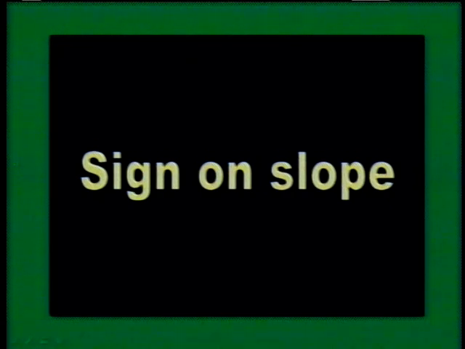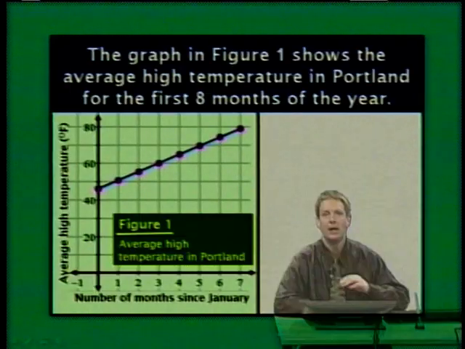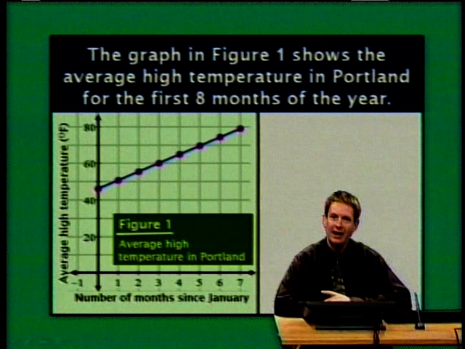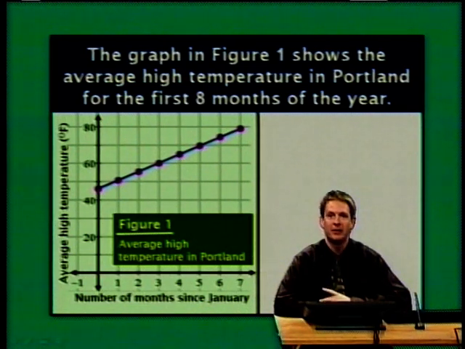I thought a good way to begin the discussion on sign of slope was to look at an application problem. So let's do that. The graph in Figure 1 shows the average high temperature in Portland for the first 8 months of the year. Now, before I start asking any questions about this graph, I do want to talk about it a little bit. I got on the internet and I looked up the average temperature in January, February, March, etc. in the city of Portland, Oregon.